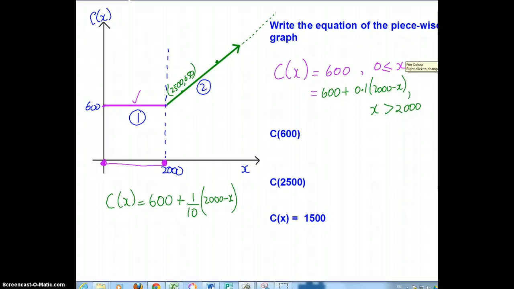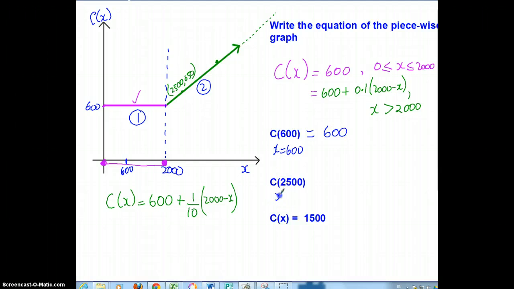Okay, we've got C of 600. C of 600, 600's in here. We know the cost of that is going to be 600. But if I come up here, I can say, all right, my x value is 600. So which one of these functions is relevant? Is 600 between 0 and 2,000, or is 600 greater than? Well, obviously it's between here. So since the x is in this domain, this is the function I'm using. So that's where my 600's coming from.